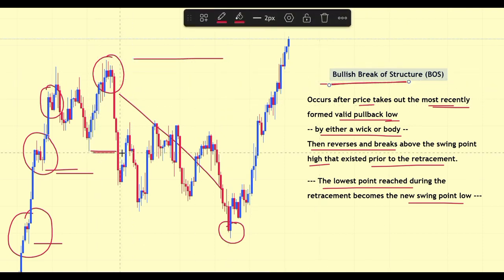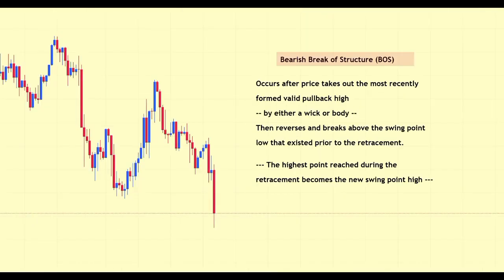After price takes out the most recently formed valid pullback low, it doesn't matter how further price continues taking more pullback lows, we are only interested in the recent one, and that's the reason why I was emphasizing here that the keyword was the most recently. And then after that, once price reverses and breaks above this high, then that's what we call a bullish break of structure. So now that we have covered a bullish scenario, let's get to the bearish scenario.